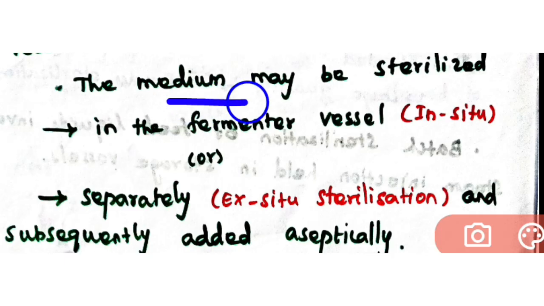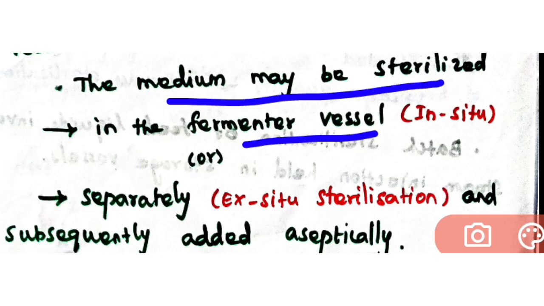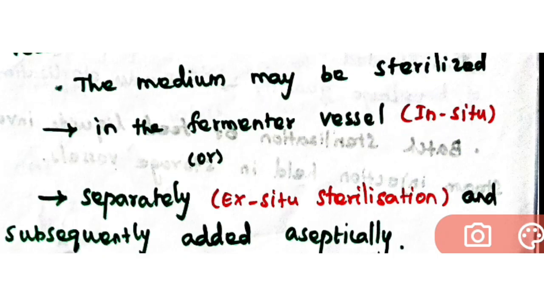Okay, then your medium may be sterilized in two methods. In the fermenter vessel itself you can sterilize the medium. So this method is known as in situ sterilization of your media. Or you can separately sterilize your media in a batch cooker or some vessels. Then subsequently you will add that sterile media into your fermenter vessel. So that method is known as ex situ sterilization. So in the in situ method you will sterilize both the medium and the fermenter at the same time.